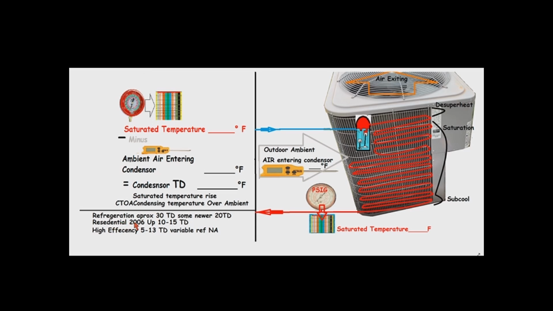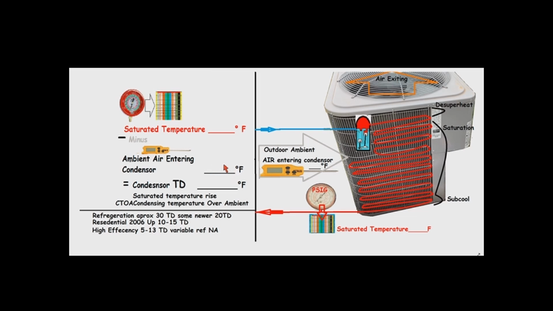Let's say we have a residential system. That's 2010s. We know it's after 2006, which means it's approximately a 14 SEER system. So we know that our temperature difference, the temperature between the air and the refrigerant, should be about 10 to 15 degrees. So let's say we have a residential unit, 2010 model, my TD should be about 10 to 15 degrees. In other words, my refrigerant should be 10 to 15 degrees above the air temperature.